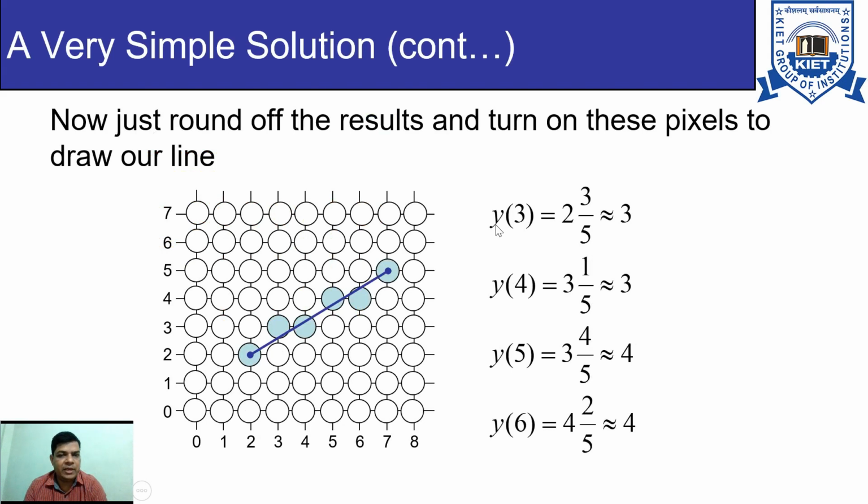So you can see that at x equal to 3, the value of y is coming around 3, at x equal to 4 the value of y is around 3, for x equal to 5 the value of y is 4, and for x equal to 6 the value of y is 4. And we round the values. Now just round off the result and turn on these pixels to draw our line. You can see from the figure that the line you are drawing cannot be a straight line, because whenever you connect these pixels, the line will not appear straight, and certainly such a line will have aliasing.